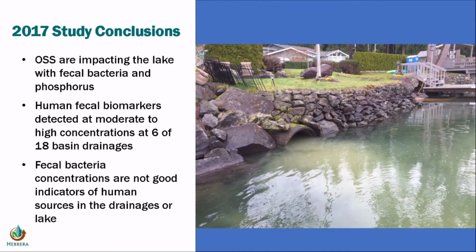Anyway, we did find, using human fecal biomarkers, that OSS are getting to the lake from septic systems. We found high to moderate concentrations of fecal biomarkers in 6 of the 18 drainages that we sampled. We also found that those concentrations didn't correlate well with fecal bacteria. However, that's not unusual with DNA tracking studies because of different transport mechanisms between those parameters, which we'll talk about later.